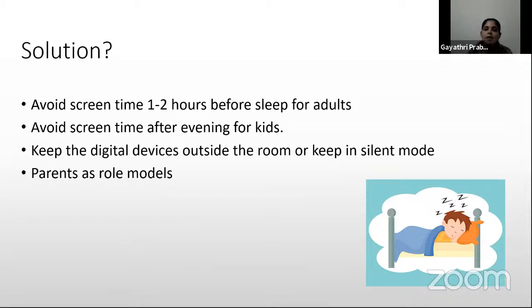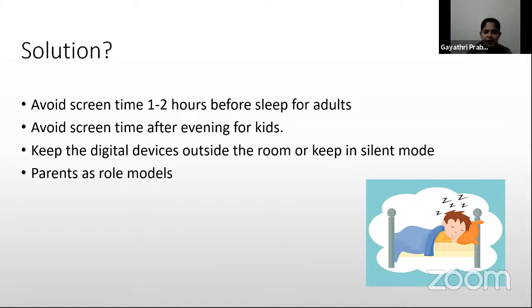This is for adults. If it is for kids, you need to avoid screen time after evening. Anytime after 5, 6, avoid the screen time. Keep all kind of digital devices outside the room or on silent mode. This is primarily because one, the Wi-Fi signals or the radiation from the phone itself is harmful for brain functioning or the development of brain.